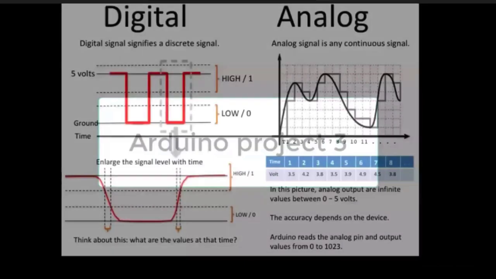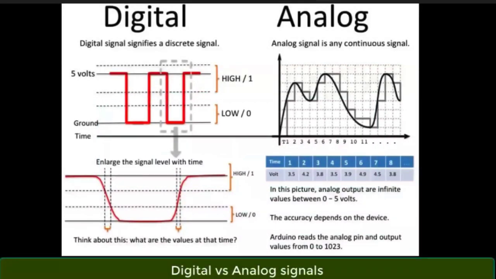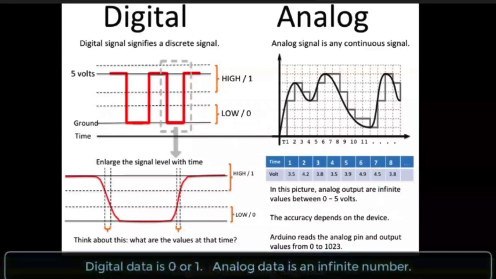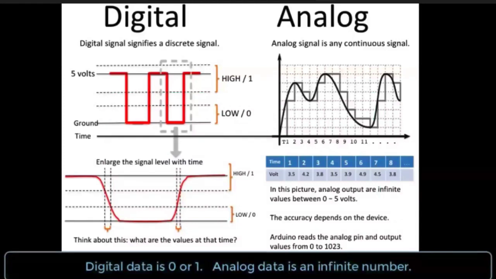Okay. In the previous project, we tested Arduino digital programming. In this project, we are switching to Arduino analog programming. This diagram explains the difference between digital and analog signals. A digital signal has 1 and 0 values, whereas an analog signal is continuous.